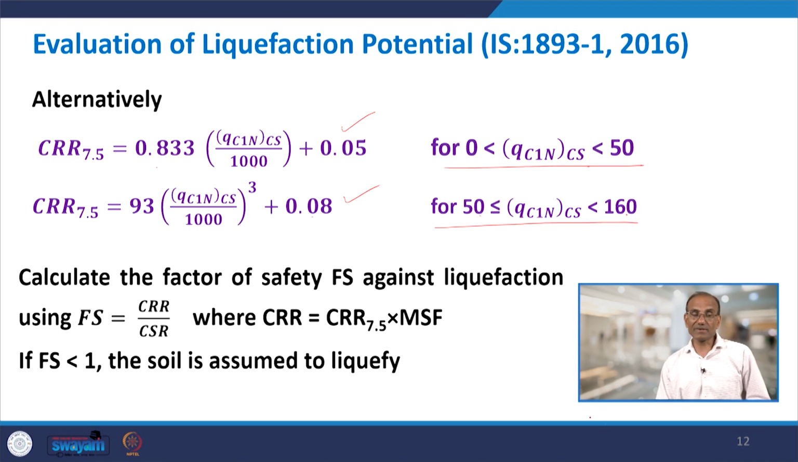So ultimately we calculate CRR 7.5, and once CRR 7.5 is known, then you apply the magnitude scaling factor MSF and find the value of CRR. Again, as we discussed in the last lecture for SPT, the factor of safety is given by this one.